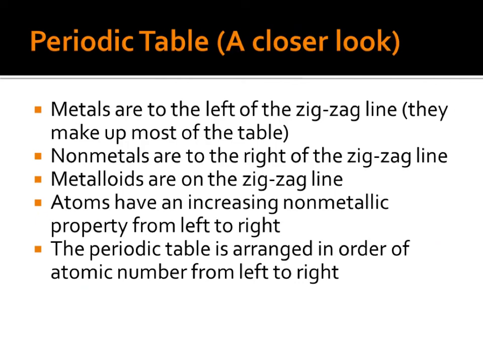The periodic table is arranged in order of atomic number from left to right. So just like reading words across the page of a book, the atomic number goes up little by little. So tomorrow we're going to spend lots of time looking at the periodic table and getting to know it better. And you'll fill out a packet and color a little bit. And by the end of this month, you're going to be pros at being able to read the periodic table.